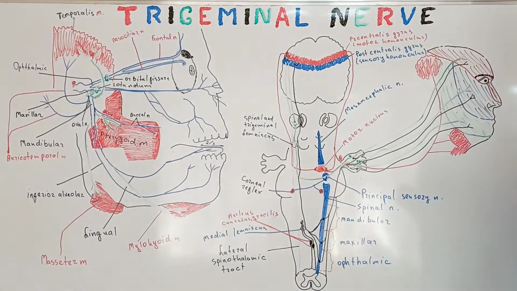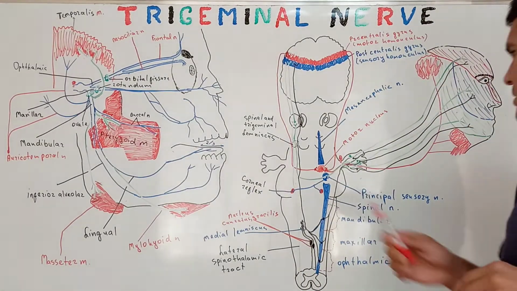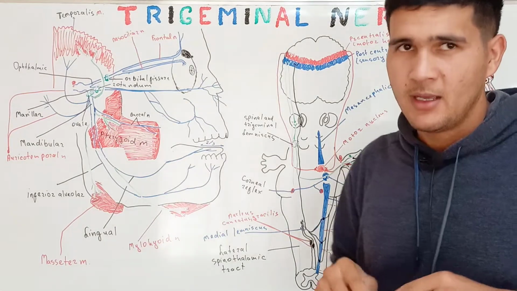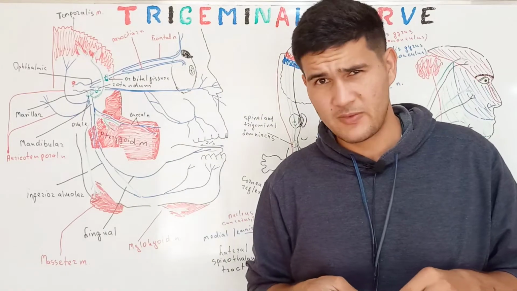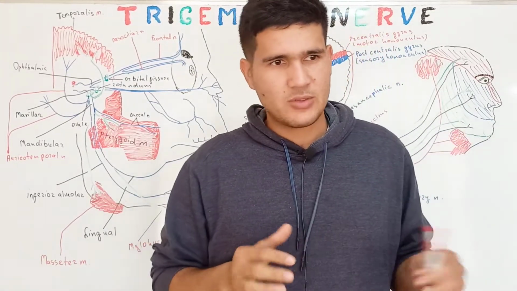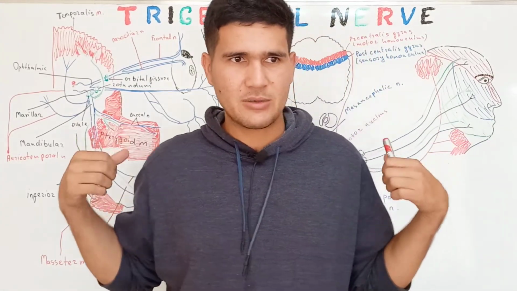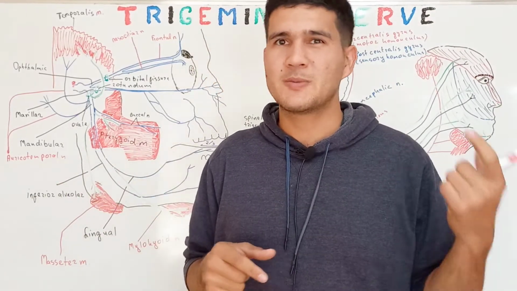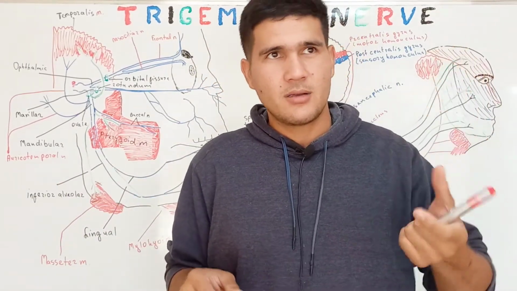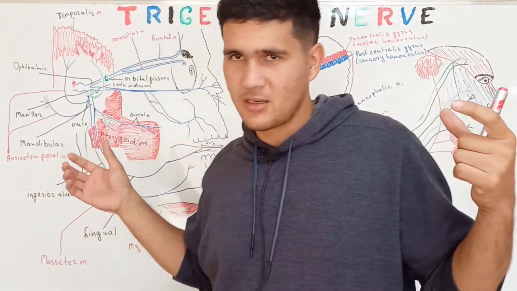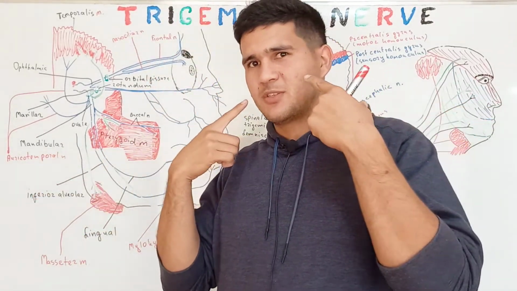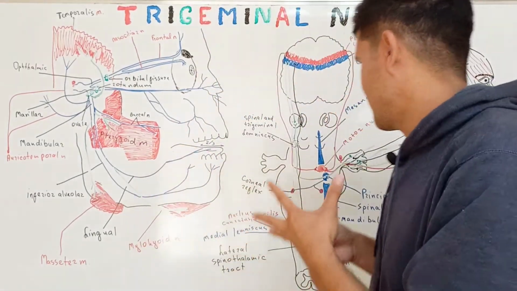And our last nucleus is the mesencephalic nucleus. Although there is a lack of information about the mesencephalic nucleus, some resources say that this nucleus is responsible for analyzing the proprioceptive impulses that come from the teeth, okay? That's further information for you.